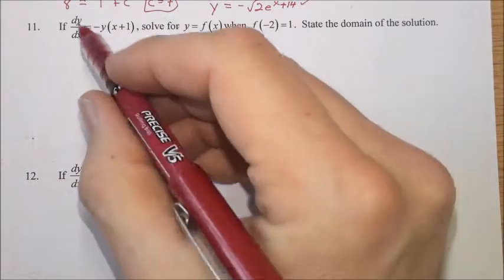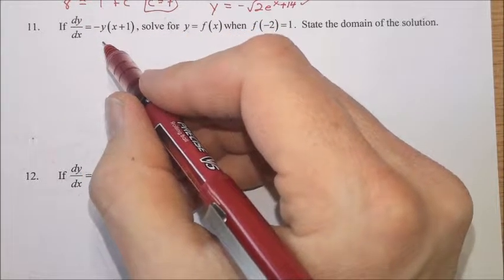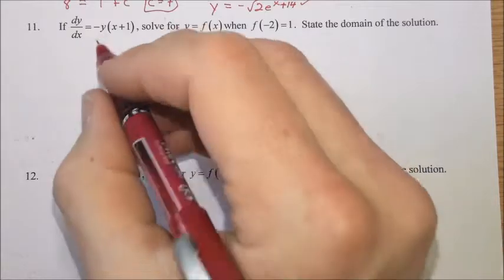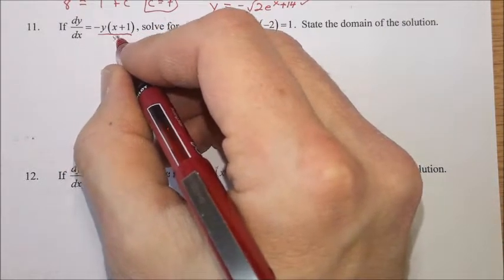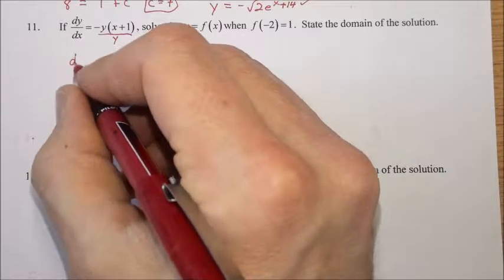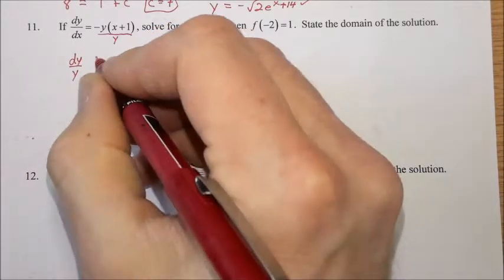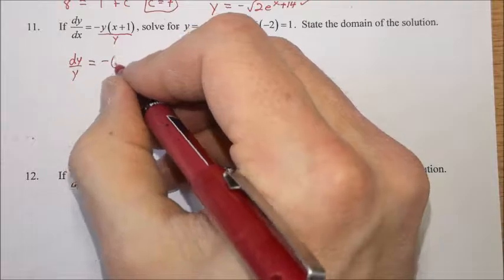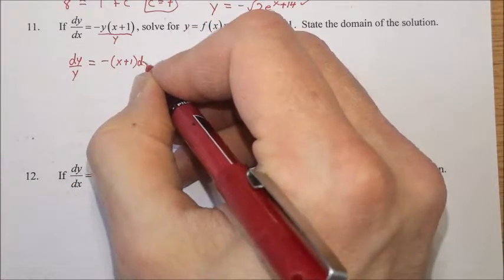Next problem, we have dy/dx is equal to the opposite of y times (x + 1). We need to move the y over, so we'll divide by y, and we're also going to move the dx over. When all is said and done, we have dy divided by y is equal to the opposite of the quantity (x + 1) dx.